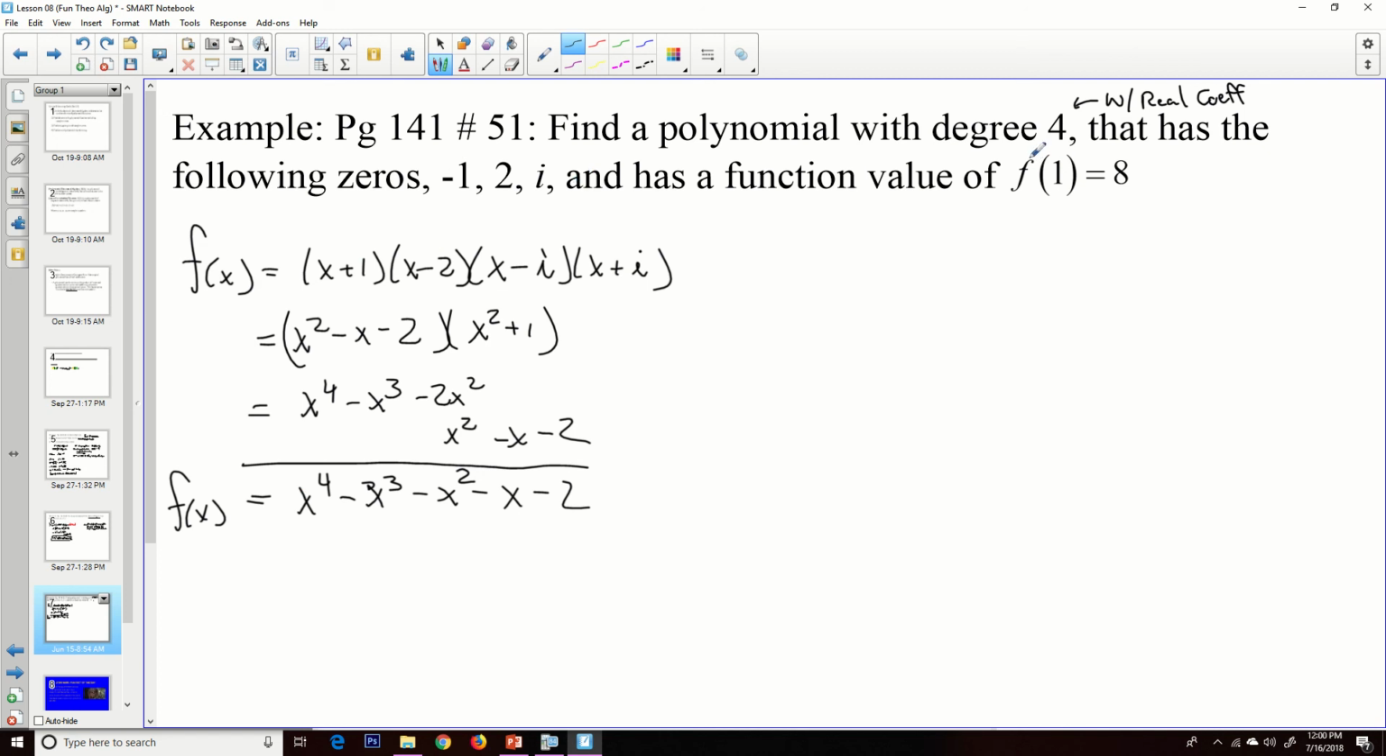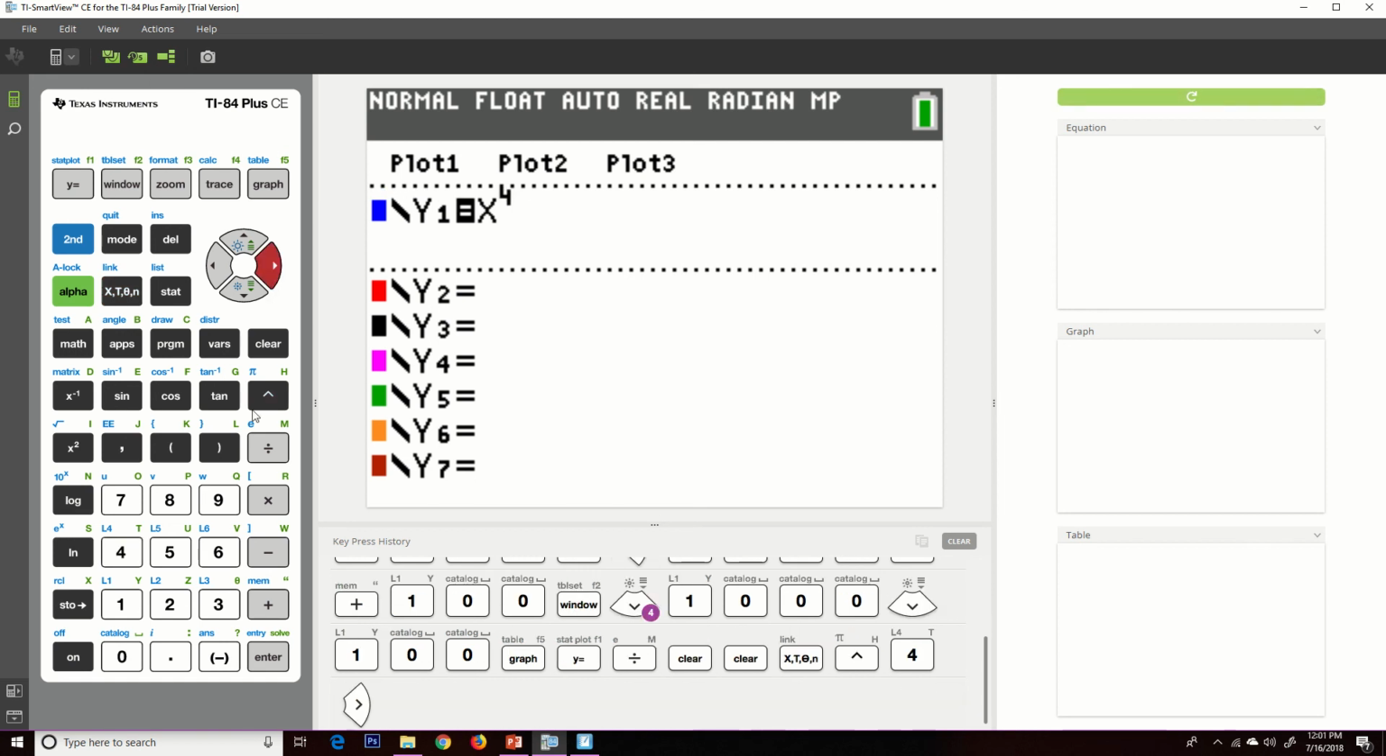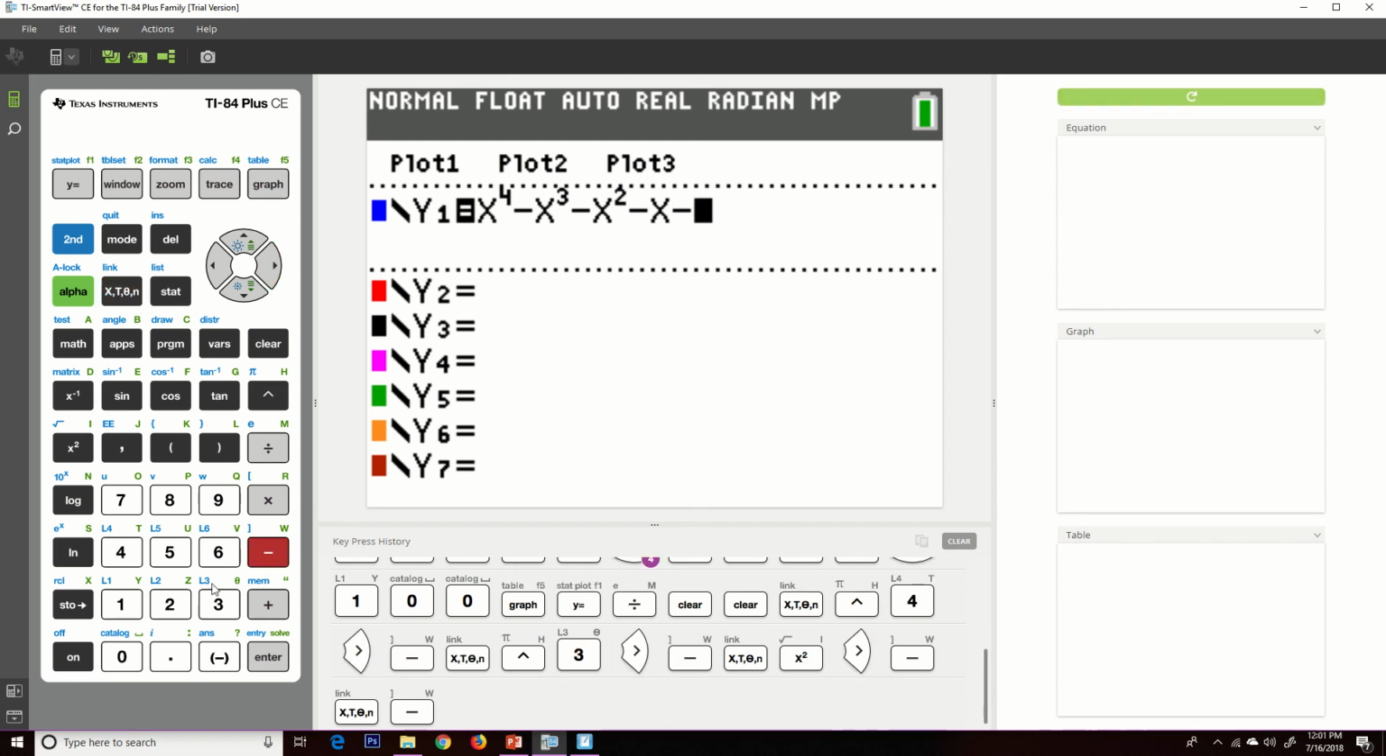But the real question is, does f of 1 equal 8? So let's take a quick look at that. I go to my y equals, and I clear this stuff out. Let's put in that equation that we came up with: x raised to the 4th, then negative x raised to the 3rd, then negative x squared, then negative x, and then just a minus 2.